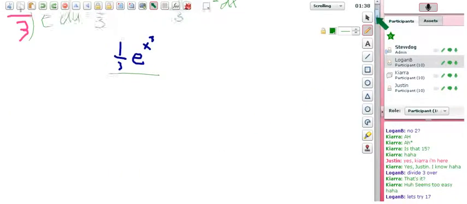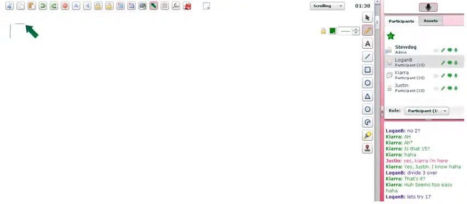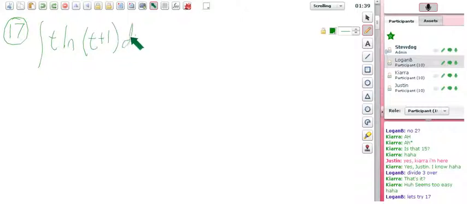Let's see, I got a lot more room here. Let's do 17 here. So I just scrolled down below 15 to do 17. The integral of t times the natural log of t plus 1 dt. Now, there's something that's like a dead giveaway here for integration by parts. Can you spot what that is?